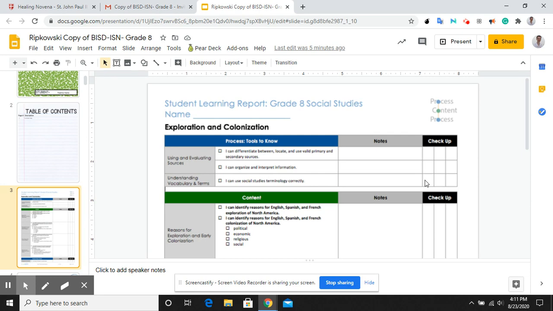So I need to correct myself here. We go beginning, middle, and end. Can you check off yes, yes, yes?